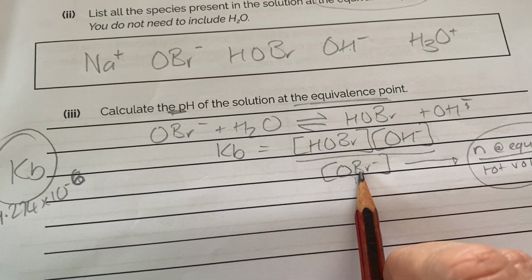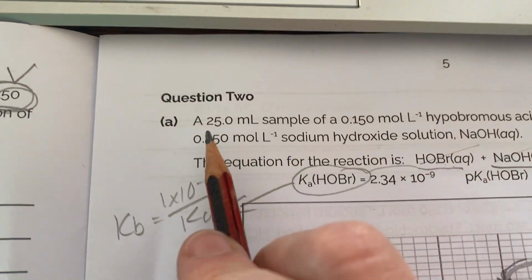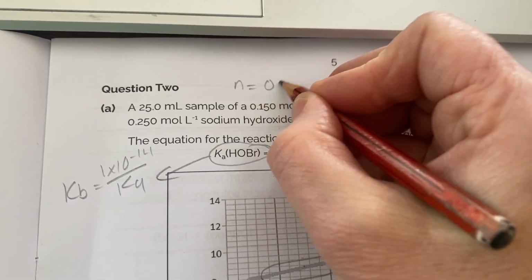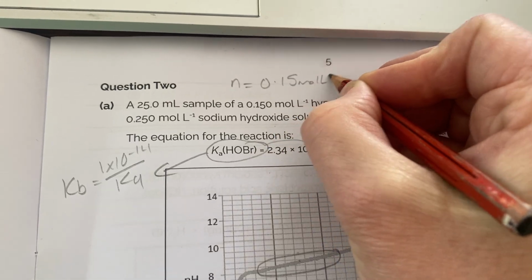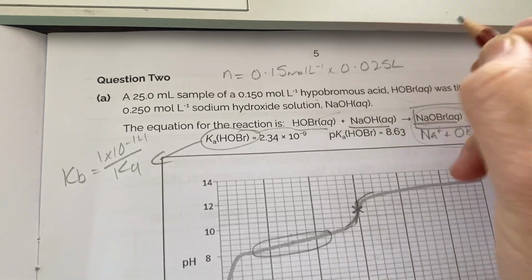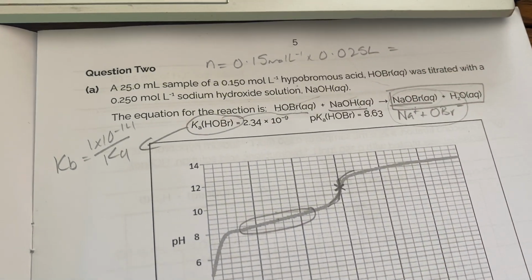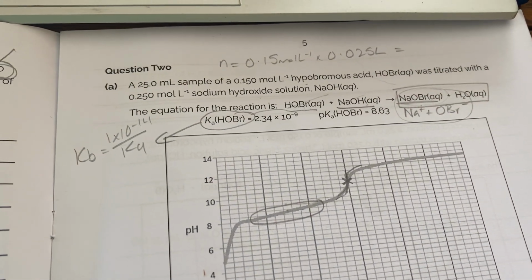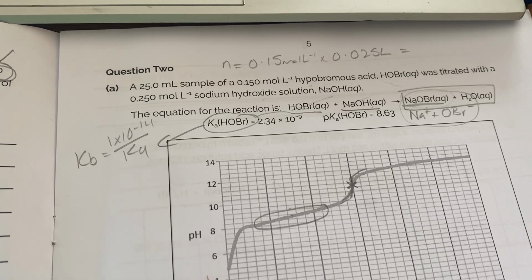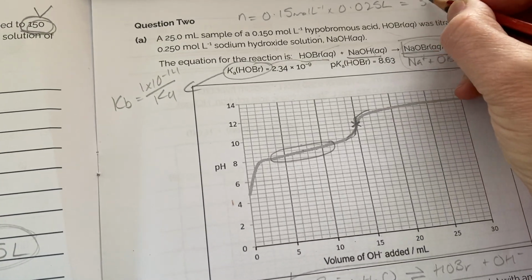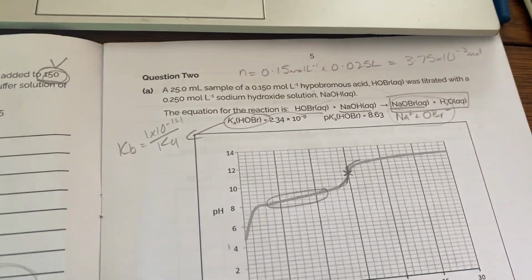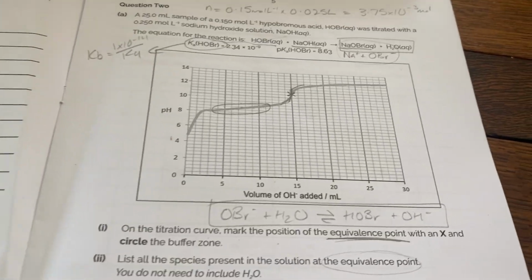My concentration here, so my number of moles, I'm just going to take my hypobromous acid. So N equals 0.15 moles per litre times 0.025 litres, right? So that's my number of moles at equivalence point of everything, 3.75 times 10 to the minus 3 moles. Sorry, I was out of your frame there, sorry.